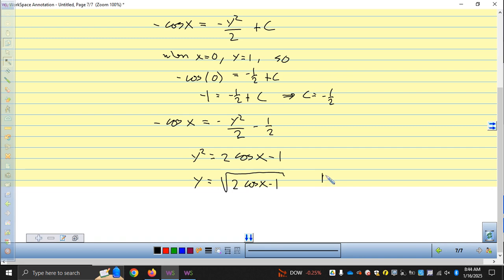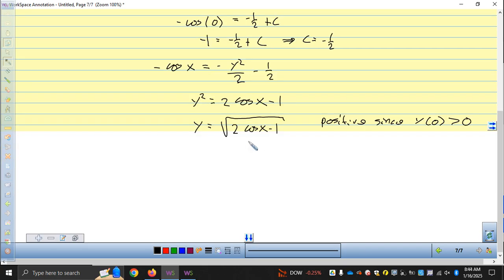Y positive, since y of 0 is greater than 0. Y of 0 is 1, so we have to have the positive solution for our interval of definition. But we have this radical here, and we need 2 cosine x minus 1 to be greater than 0. So that means cosine x is greater than 1/2.